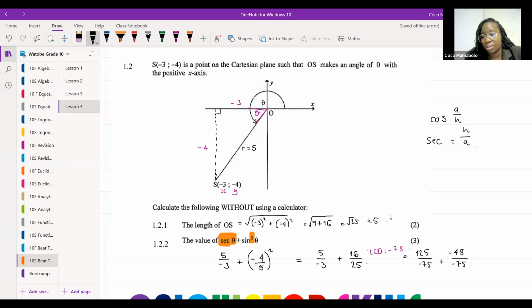Okay, so my final answer at the top, 125 minus 48 will give me 77 over -75, which is the same thing as -77 over 75. It doesn't matter where the negative is sitting, as long as there's a negative in the answer. That is the correct answer we will get. Okay, so nothing strange here, guys.